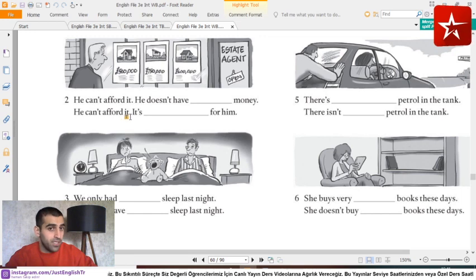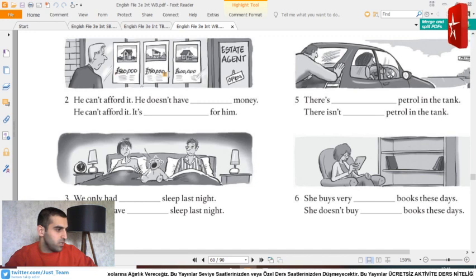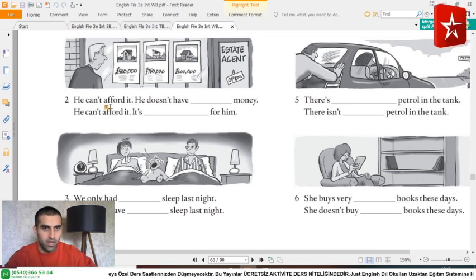He can't afford it. It is what for him? He doesn't have enough money. He can't afford it. It is what? Which words should we write? Look at here. It is too expensive. Yes, too expensive is the correct answer. So number 2, he can't afford it. He doesn't have enough money. It is too expensive for him.